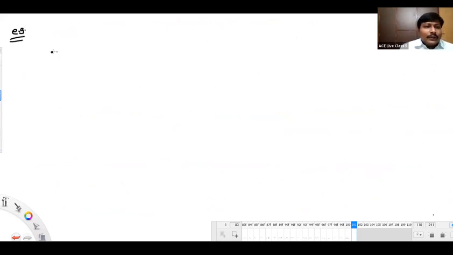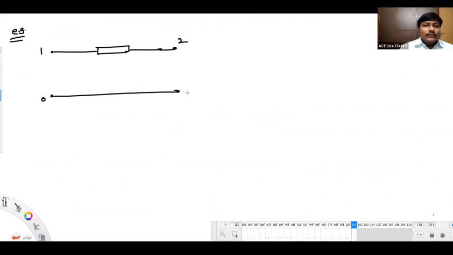I have a two-port network, something like this. This is a 1, 0, you write 2, 0. 0 is the reference and 1, 0 port 1, 2, 0 port 2. And this impedance I am showing as Z. And could you please tell me what will be the Z-bus matrix of this?